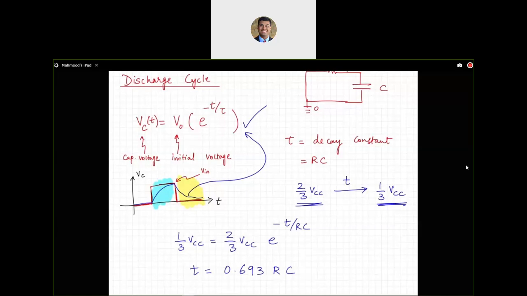Now, it's the same R and C. However, in the 555 timer, we can adjust different R's so that we have different on time and off time, different charging time and discharging time. And we'll play that game later on. But I hope that you understand those two relationships and how they relate to the charging and discharging of the capacitor.